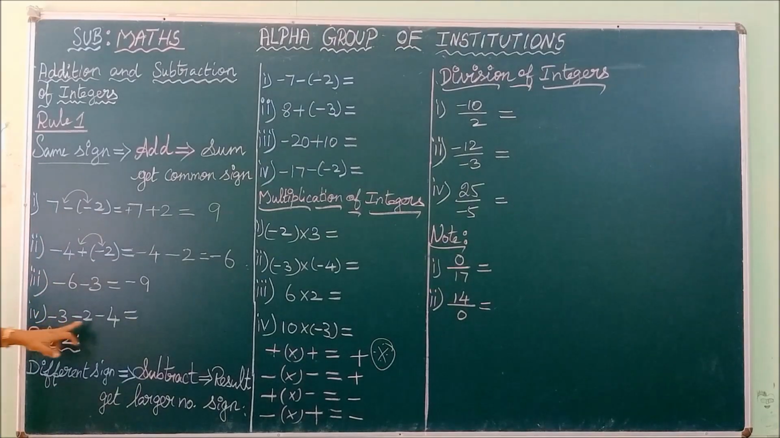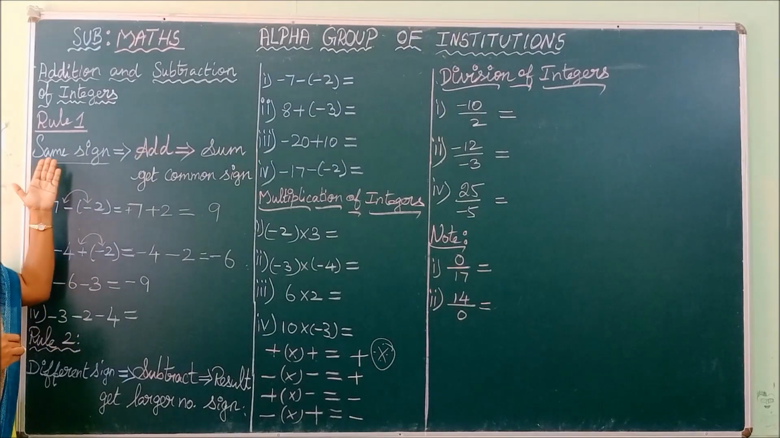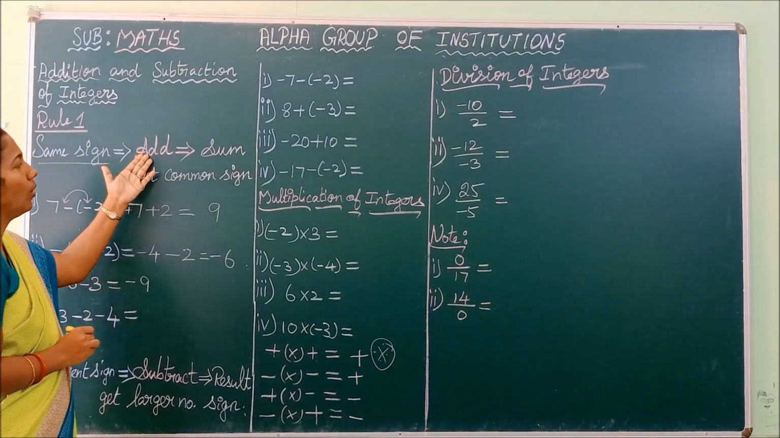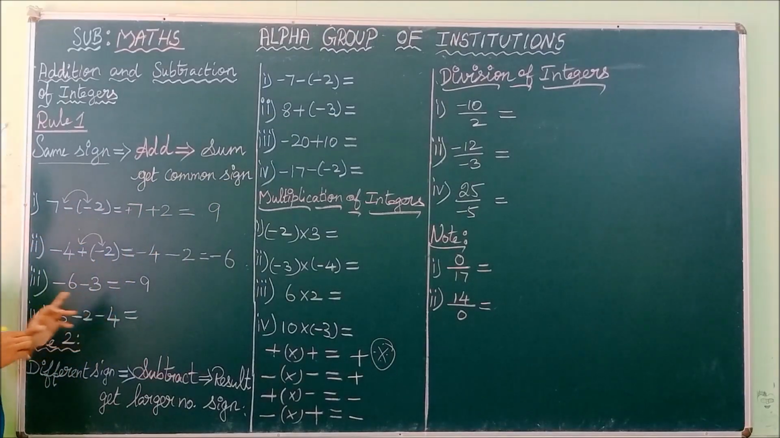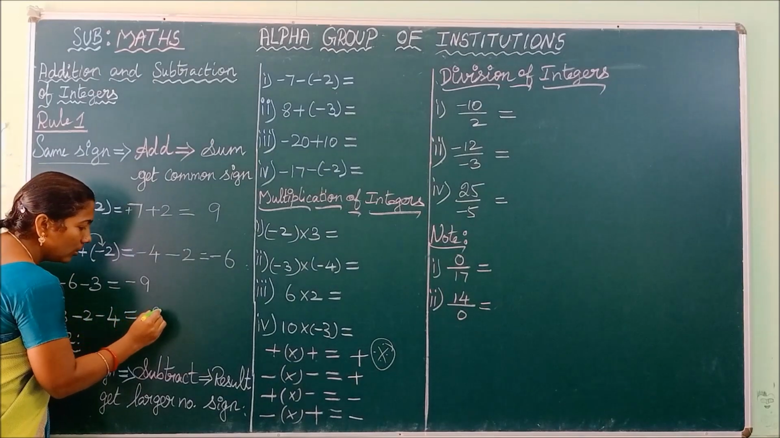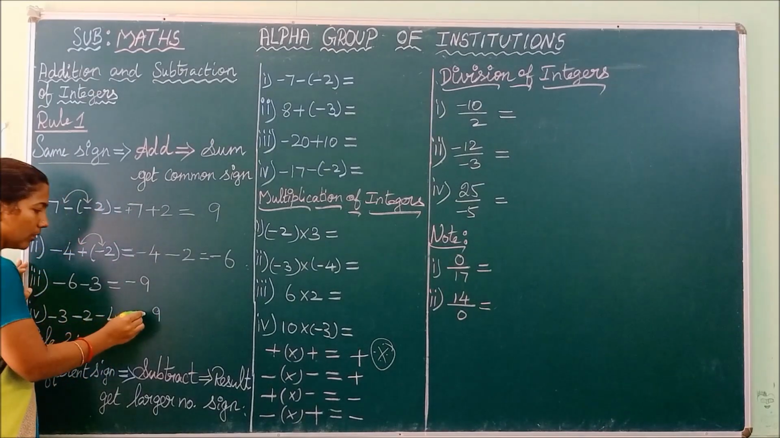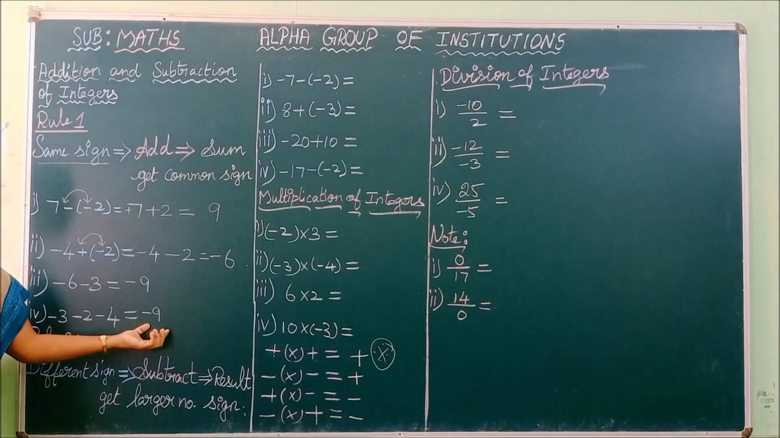Do you understand? See the next one. Minus 3, minus 2, minus 4. Here we have three integers. All the integers have the same sign, that is minus. So as per rule 1, the given integers are in the same sign, so we have to add and the sum gets the common sign. So we have to add the integers. 3 plus 2, 5. 5 plus 4, 9. So what is the common sign here? Minus. So assign the symbol minus to the sum. Okay. So our answer is minus 9.